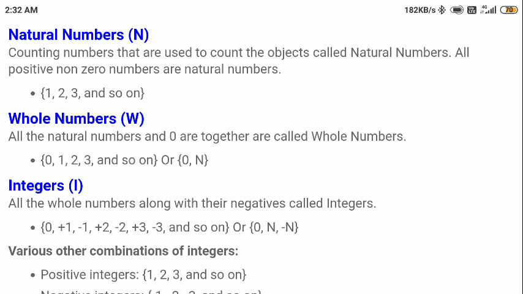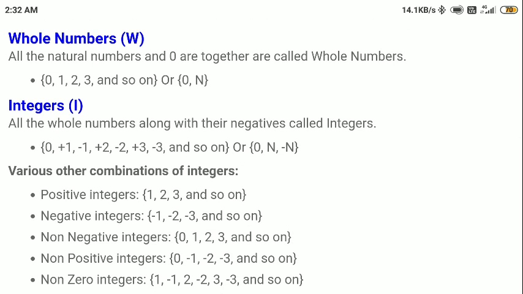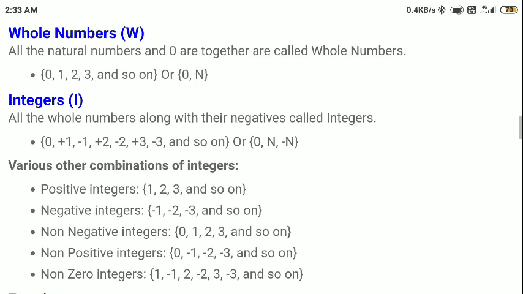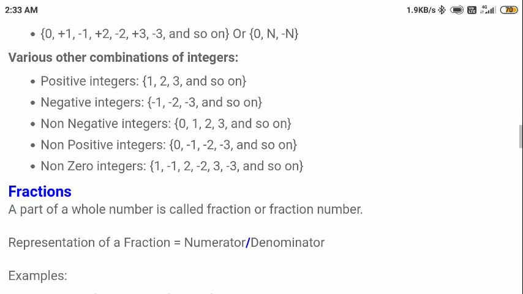So we can say that it is the set of 0, plus minus 1, plus minus 2, plus minus 3 and so on. In the form of natural numbers, we can write that 0, positive natural numbers and negative natural numbers. So all these numbers are part of integers. Various other combinations are also possible within the integers.